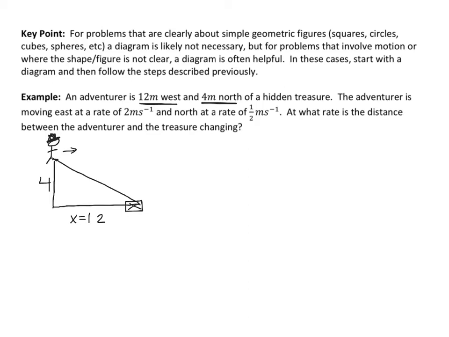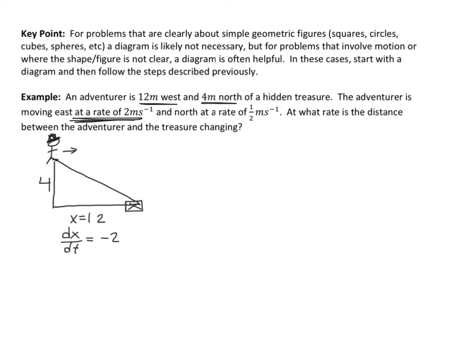If the adventurer is moving east at a rate of 2 meters per second, then how would I notate that here? What would we say about dx/dt? Right? Hopefully you said that this was negative 2. Now, why is it negative 2? Well, it's negative 2 because if the adventurer is moving this way, then this distance is shrinking. And so because of that, this is going to be negative 2.